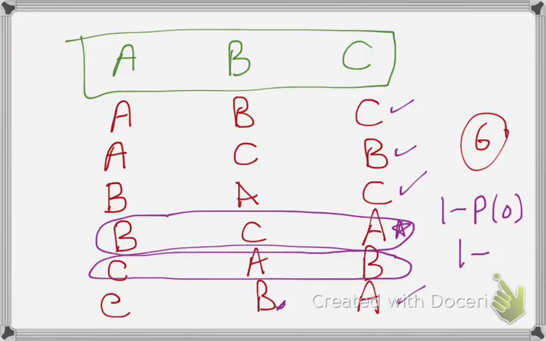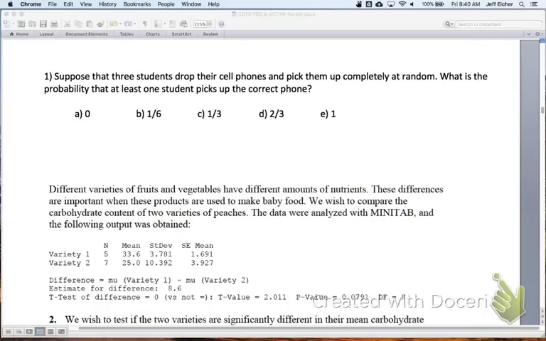So if we did 1 minus 2 over 6, that would give us 4/6, or we could just count the check marks here, 1, 2, 3, 4. So the answer is 4/6. Four-sixths is the same as 2/3. So the probability that at least one gets the correct phone is 2/3.